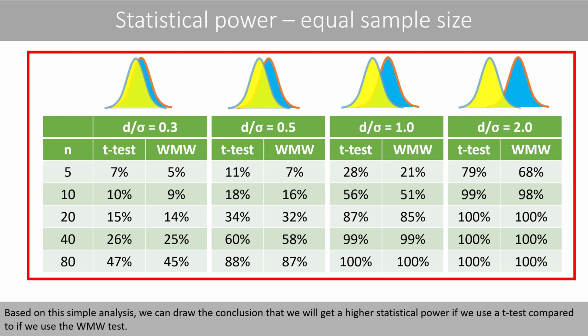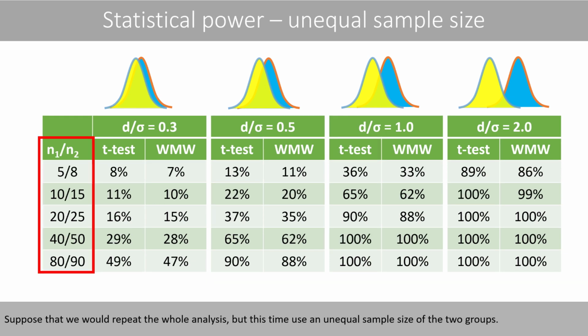Based on this simple analysis, we can draw the conclusion that we will get a higher statistical power if we use a t-test compared to if we use the Wilcoxon Mann Whitney test. Suppose that we would repeat the whole analysis, but this time use an unequal sample size of the two groups.